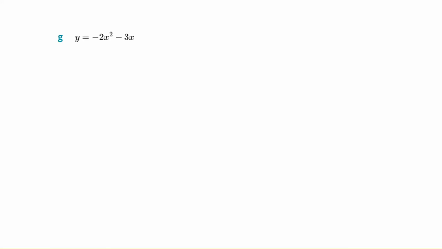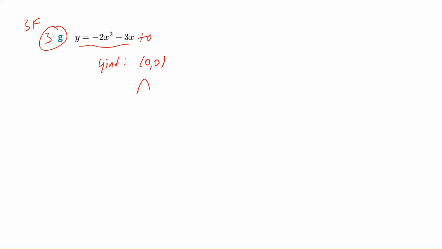This is for Year 11 Methods. We're going to look at exercise 3F, question 3G. So we're trying to sketch the graph of this quadratic. First things first, I want to find the y-intercept. My y-intercept is going to be (0, 0) because we have no constant term. So we know the y-intercept is (0, 0).